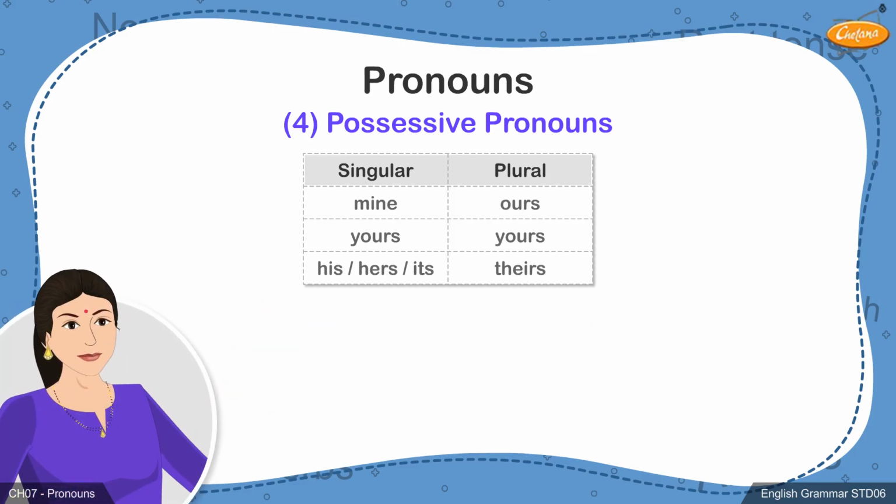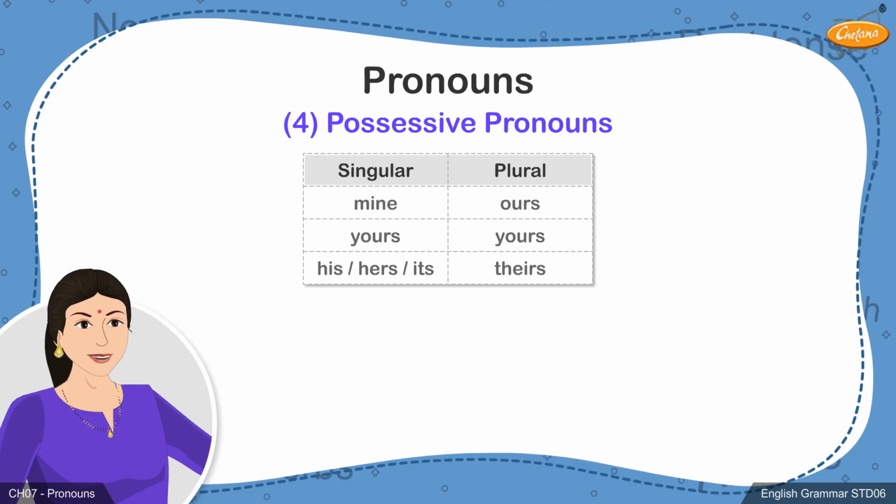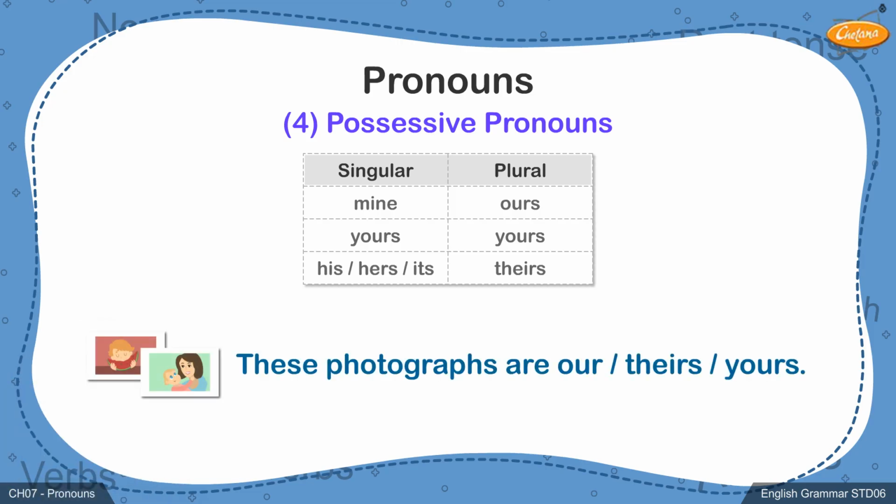Ours, yours, theirs are plural possessive pronouns and can be used in the following manner. These photographs are ours or theirs or yours. These pronouns can be easily used to refer to ownership of the photographs.